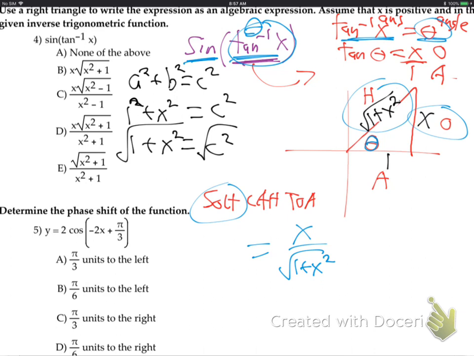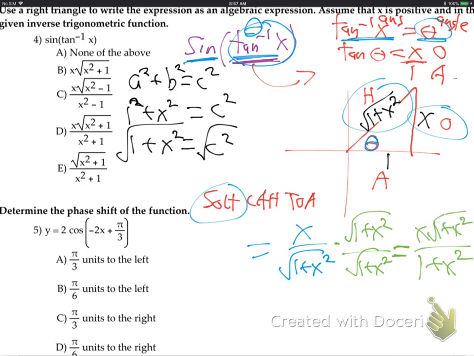can't leave a root on the bottom. So we multiply top and bottom by root of 1 plus x squared. Makes a plain 1 plus x squared in the bottom, right? Because two of the same roots. Make a plain. On the top, x root of 1 plus x squared. Where is it? Isn't it D? And they switch the order, but it doesn't matter. Same thing, right? X squared plus 1, 1 plus x squared.